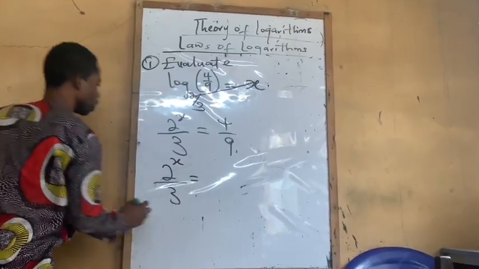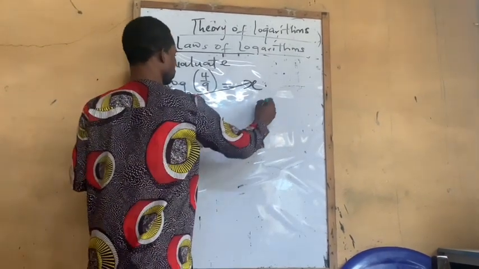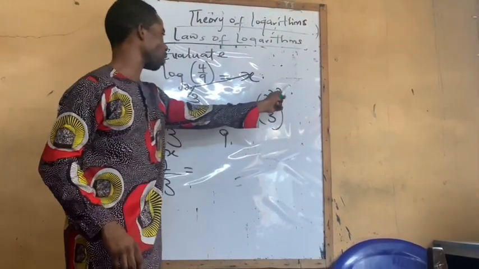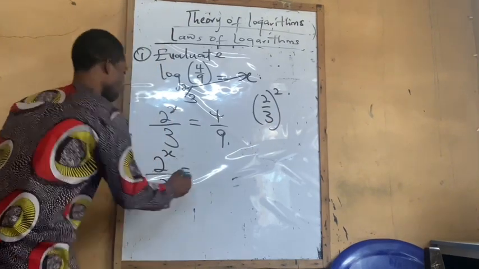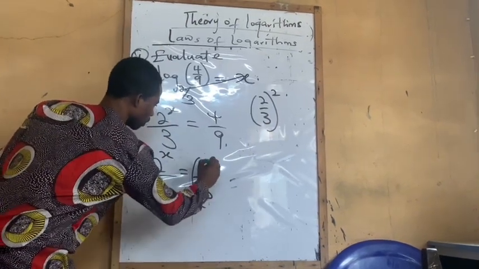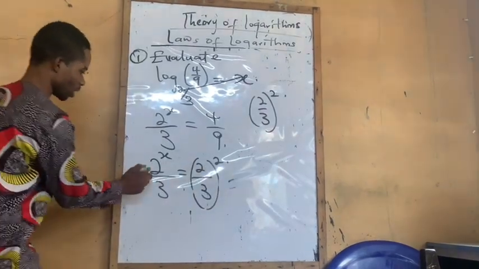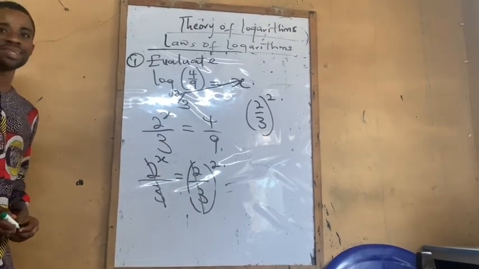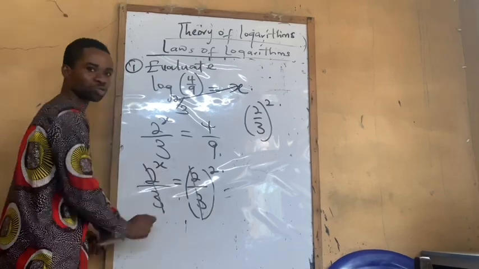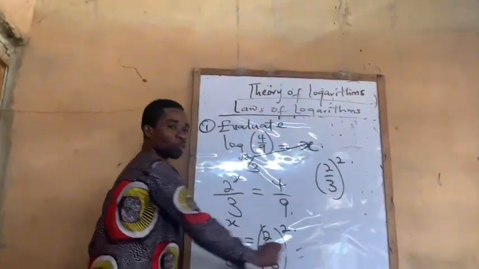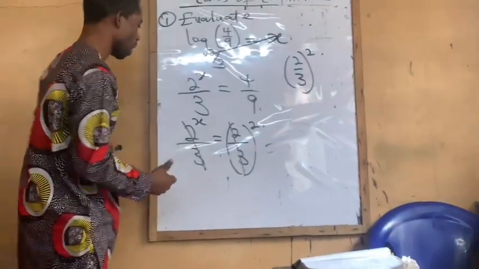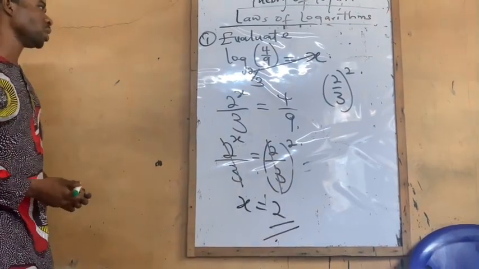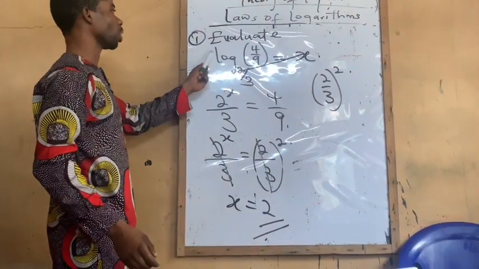That means it will come to 2/3 raised to power X equals, according to indices, I can change this 4/9 to 2/3 raised to power 2, which is possible because 2 raised to power 2 is 4, 3 raised to power 2 is 9. As you can see, this and this are the same thing. You can cancel them because there is an equals sign. In indices, if bases are equal, they can cancel. Base can cancel base, but base cannot cancel power. The bases are equal, so the powers are equal. That means X equals 2. So the answer here is 2. The value of this logarithm is 2.